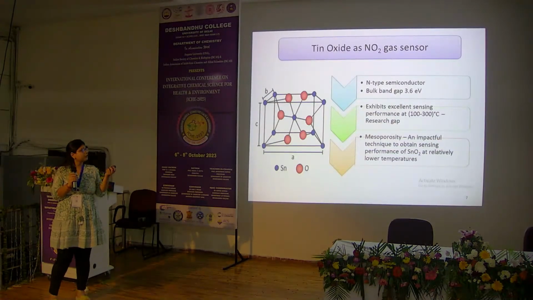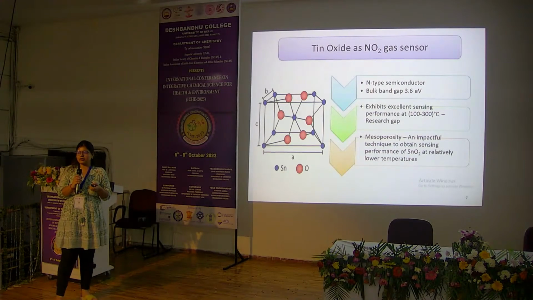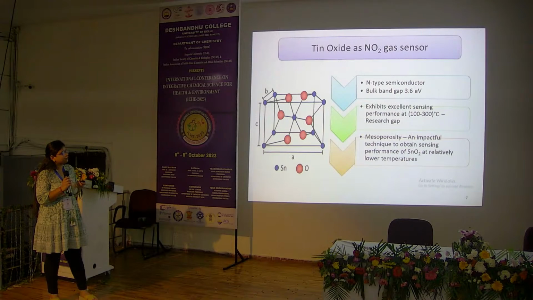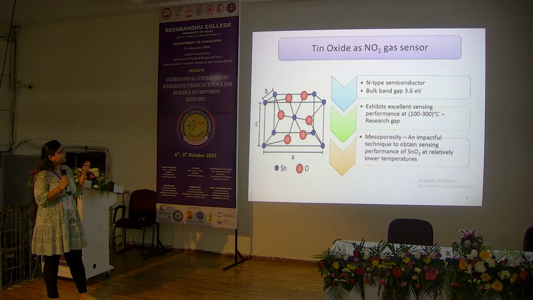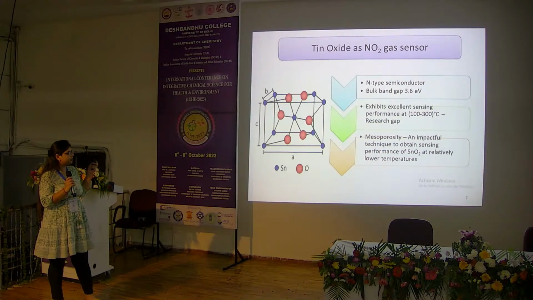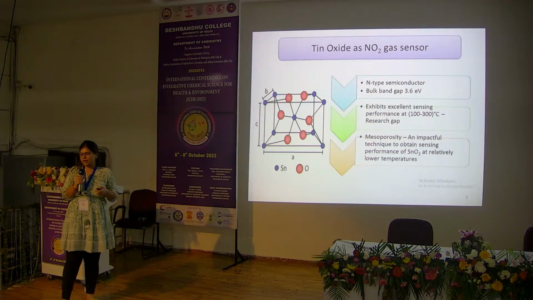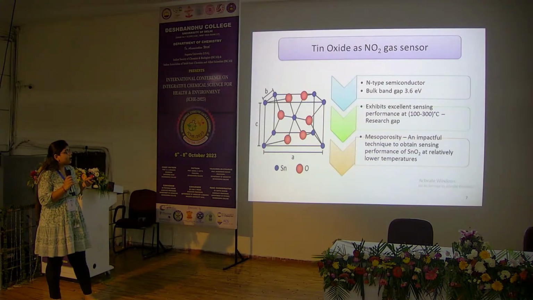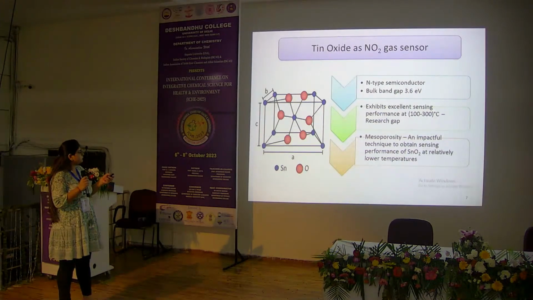My work includes tin oxide as an NO2 gas sensor. We know tin oxide is an N-type semiconductor with a bulk band gap of 3.6 electron volt. Literature has shown that tin oxide exhibits great sensing behavior for NO2 gas, but at a very high operating temperature ranging between 100 to 300 degrees Celsius, which is a major research gap. So in order to minimize this research gap, mesoporosity can be used. It is a very impactful technique which has shown NO2 detection at relatively lower temperature.